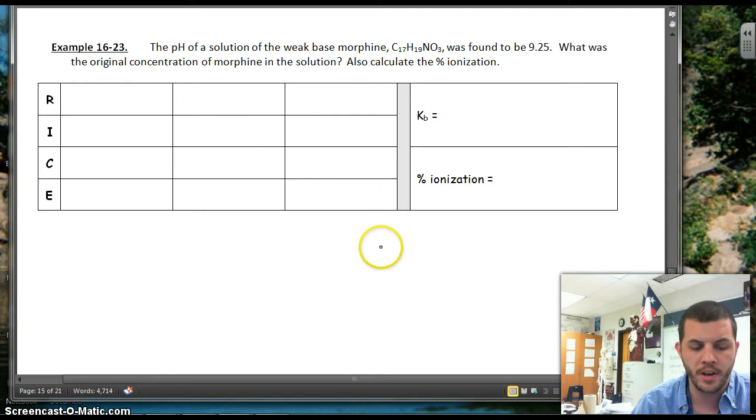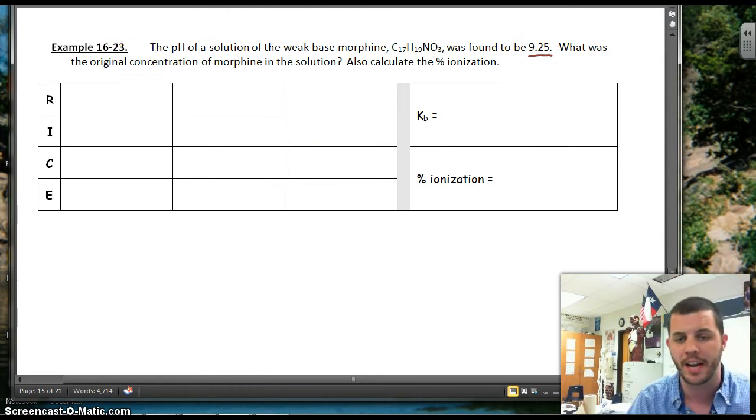All right, let's take a look at another kind of problem that you could potentially see. This one deals with a weak base, morphine. But this one gives us the pH at 9.25 and wants to know what was the original concentration of the morphine. Also calculate the percent ionization. Well, we can go ahead and write out our formula.